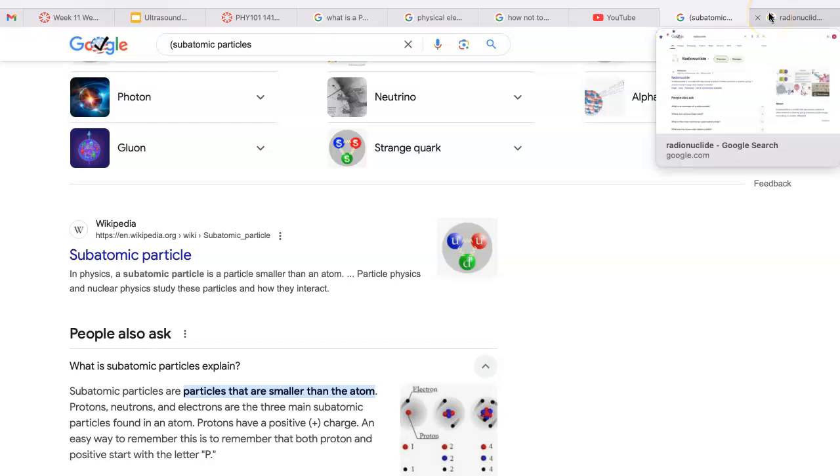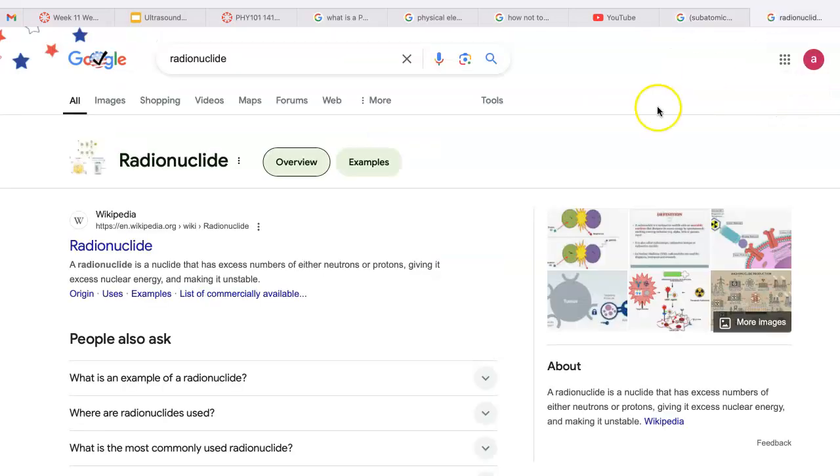I went to school 8 years ago. It's been 8 years since I graduated, so these are things that I just don't remember.